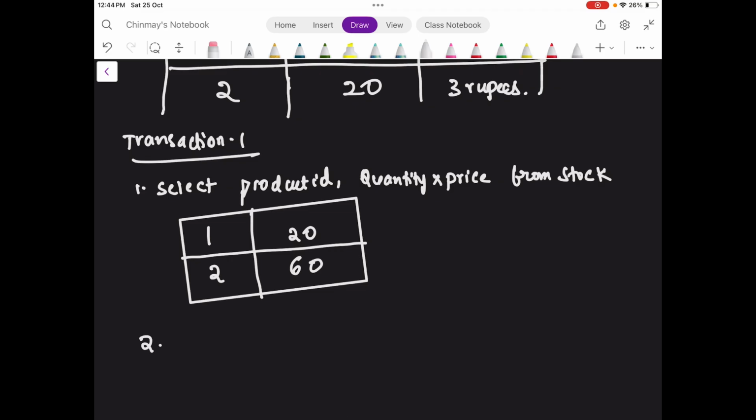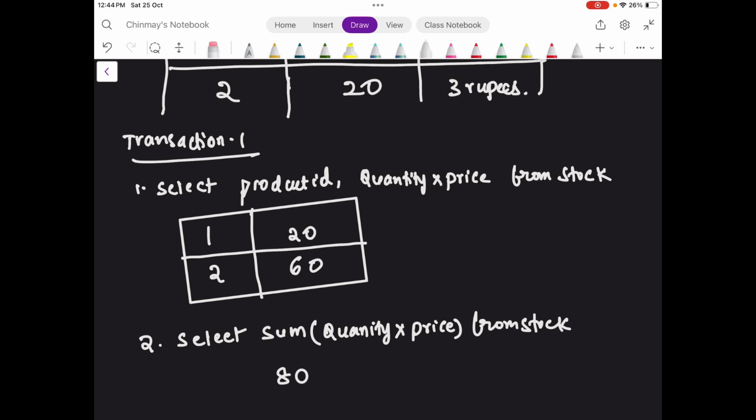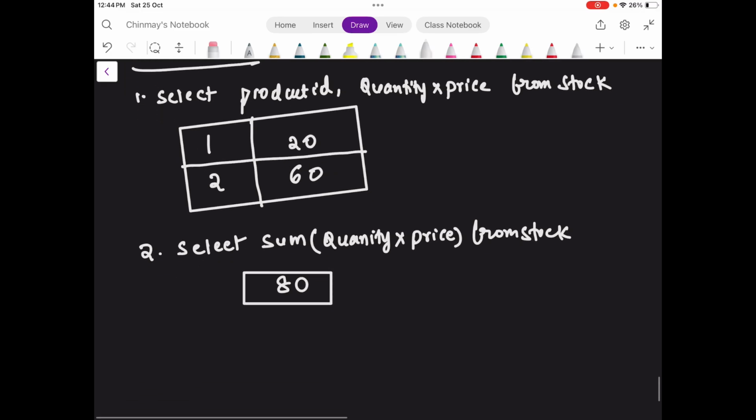Next, the second query: select sum of quantity into price from stock, within the same transaction. What does it give generally? 80. This is the output.